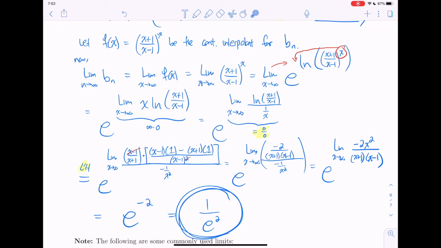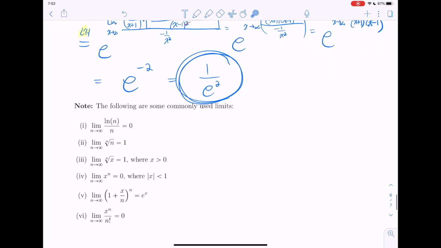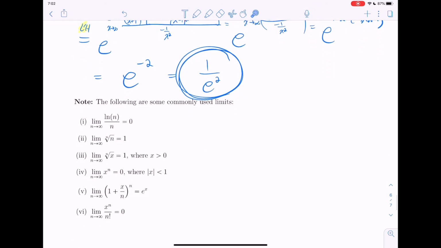Now, we do want to speed up our ability to do some of these limits, so there are some commonly used limits in this class. And that might be stuff like this. The limit of ln of n over n is equal to 0. We saw that on the previous page. The limit of the nth root of n is a 1. The limit of the nth root of anything positive is also a 1. The limit of x to the n, where x is less than 1, is a 0.